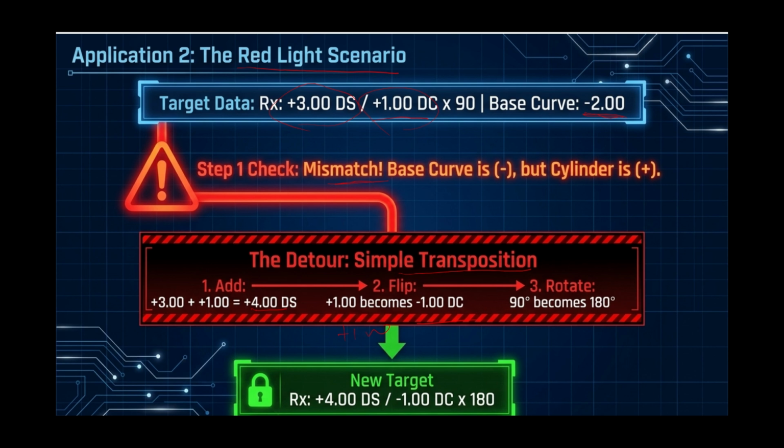Then rotate it by 90 degrees, so the new axis becomes 180. So the sum of the sphere and cylinder leads to +4. Flip the sign, so +1 becomes -1, and rotate it by 90 degrees, which gives us 180. So our new target is +4 sphere -1 cylinder at 180. This is the target of our lens prescription.